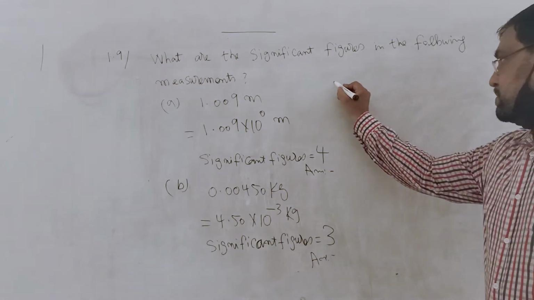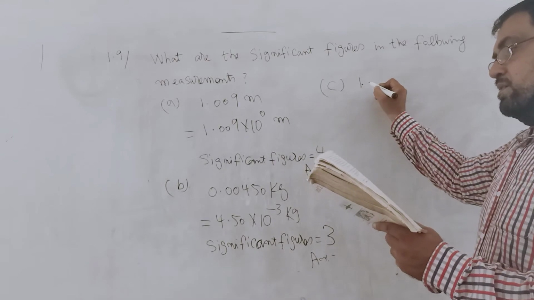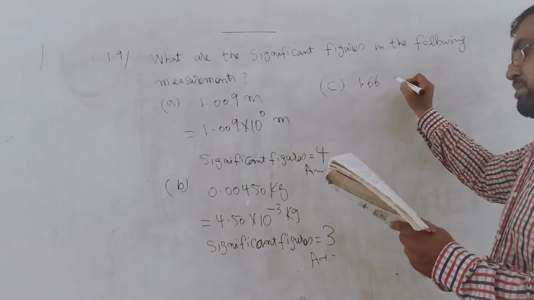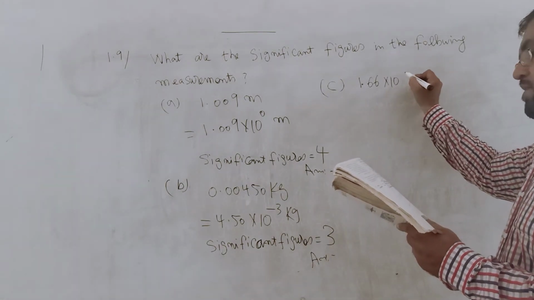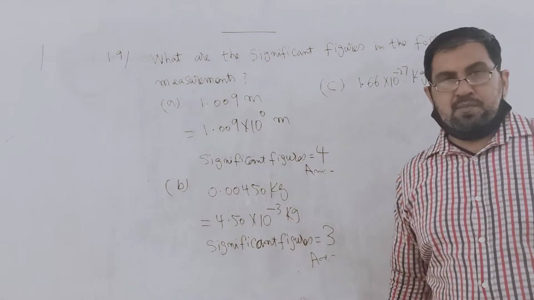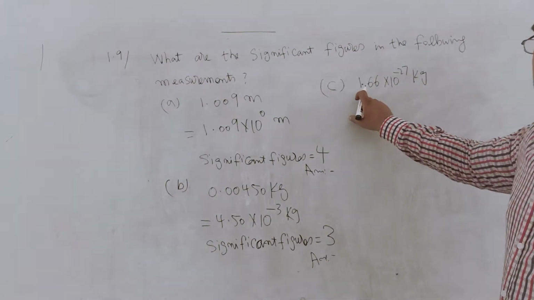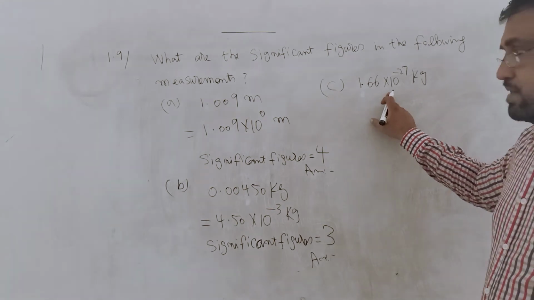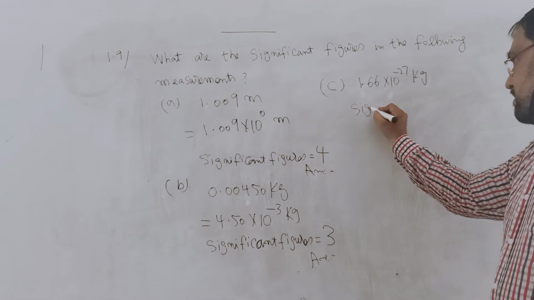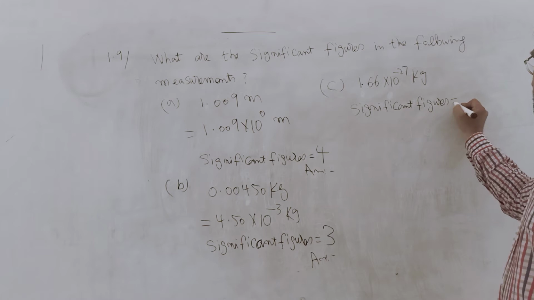Question C. 1.66 into 10 raised to power minus 27 kg. It is already in scientific notation. The point is already placed after the first digit, with some power of 10. Count the number of digits: 1, 2, 3. So its significant figures is equal to 3.